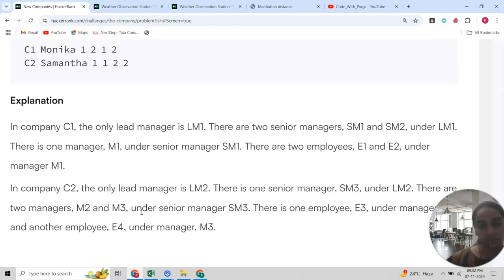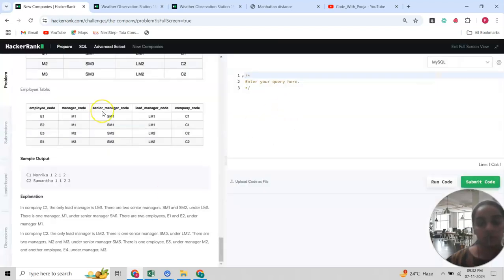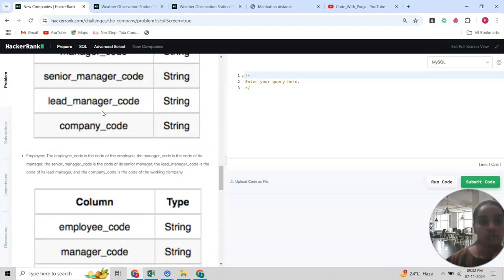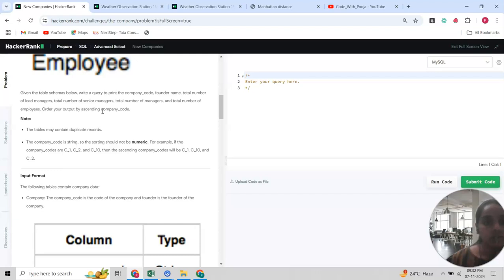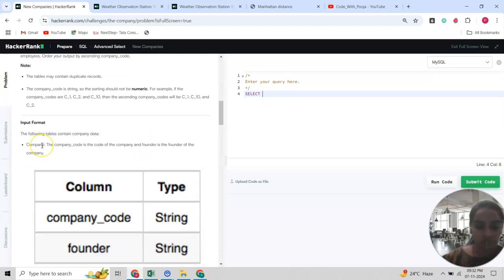Now I will continue with the boilerplate code. What they are asking me, again I will come to the query: write a query to print the company code. So I will print the company code. First I will select company code. The company code belongs to the company table, company dot company code. Okay, this is the company code.